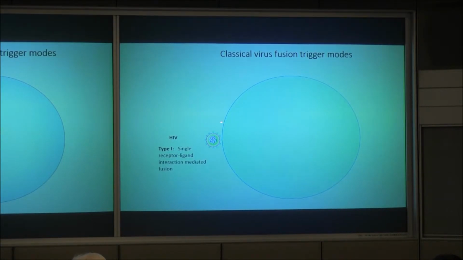So there is one protein in the HIV, GP160. This protein will interact with a receptor or a co-receptor. So they are a single interaction for this step. We call it type 1.